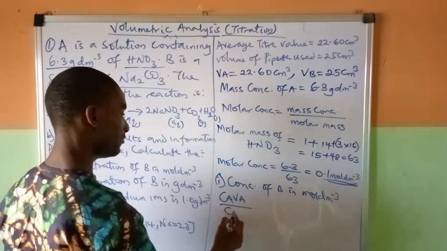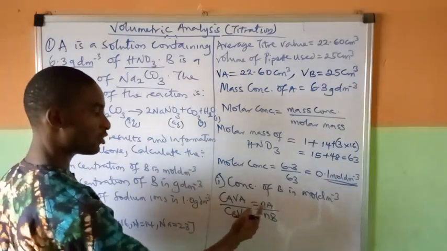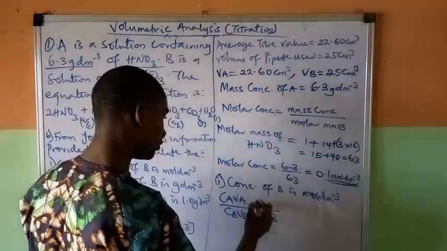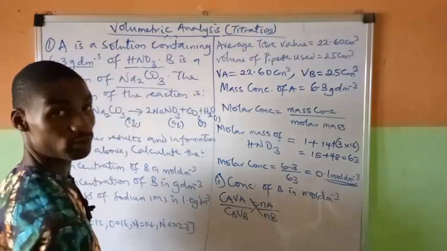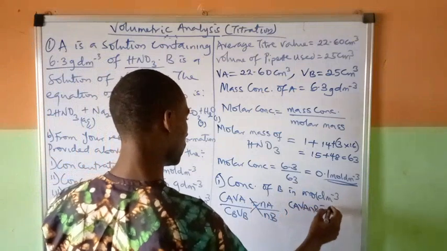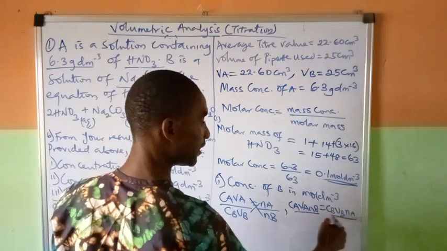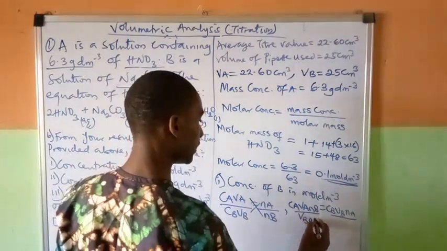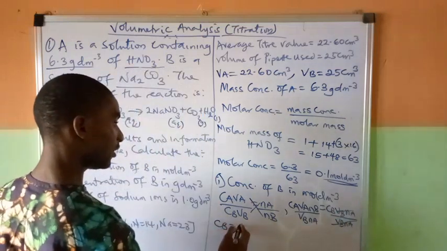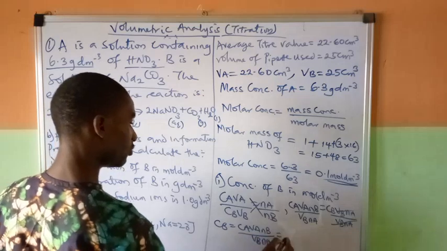CAVA over CBVB equals NA over NB. If you recall, that formula is number of mole equals molar concentration times volume, which is n equals CV. So this is the same formula. What you need to do is cross multiply and make your CB the subject of formula. When you cross multiply, you have CAVANB equals CBVBNA. Then we divide both sides by VBNA so that CB can stand alone. VBNA cancels VBNA, then your CB is CAVANB over VBNA.